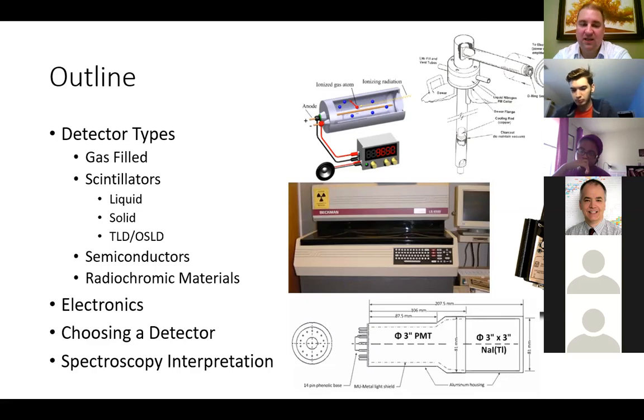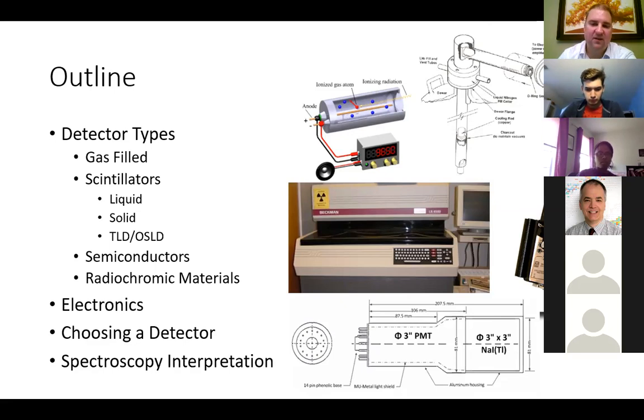We'll talk about choosing a detector, depending on what kind of material you're trying to measure or what kind of radiation you're looking for. How do you know what detector is the best one to use? There might be many options for detectors that you could use, but there typically is a best choice and some that are good but not best. And then we'll also be talking about how we interpret some spectra, and that'll be probably the strongest connection between the lecture and the lab.